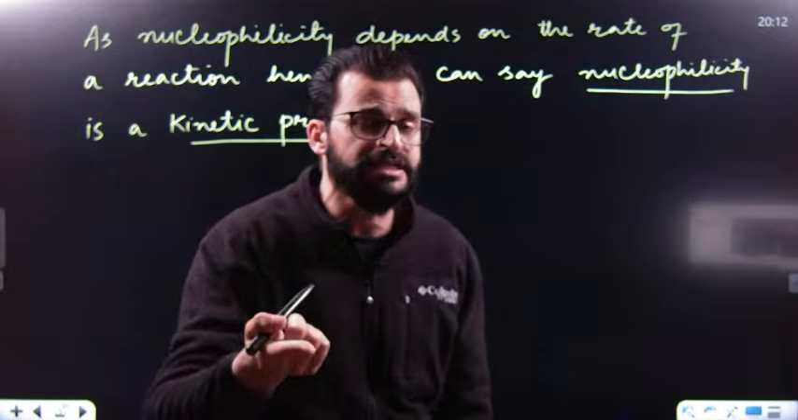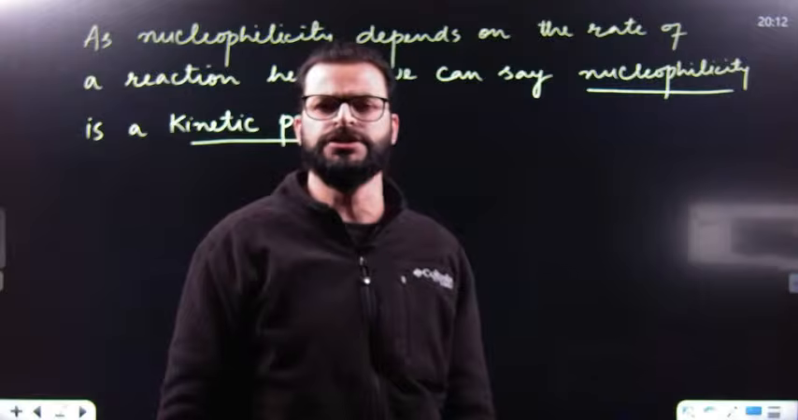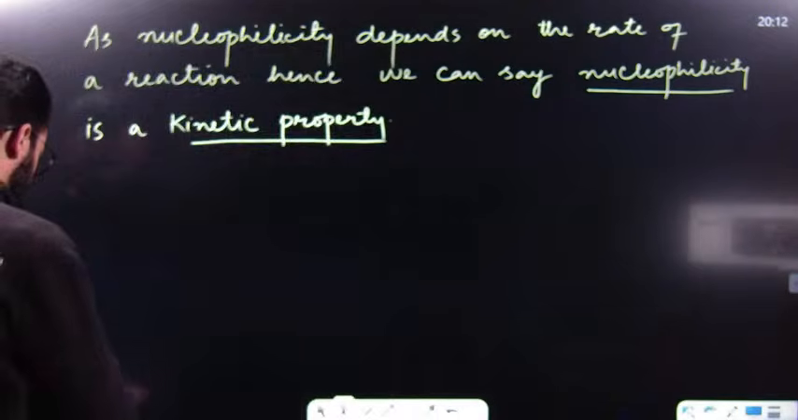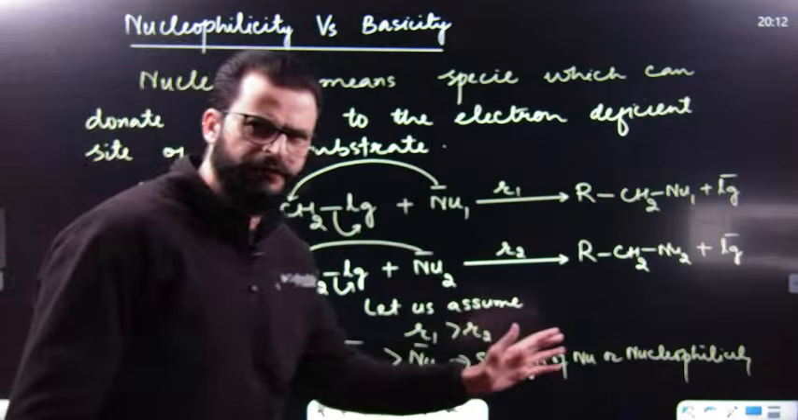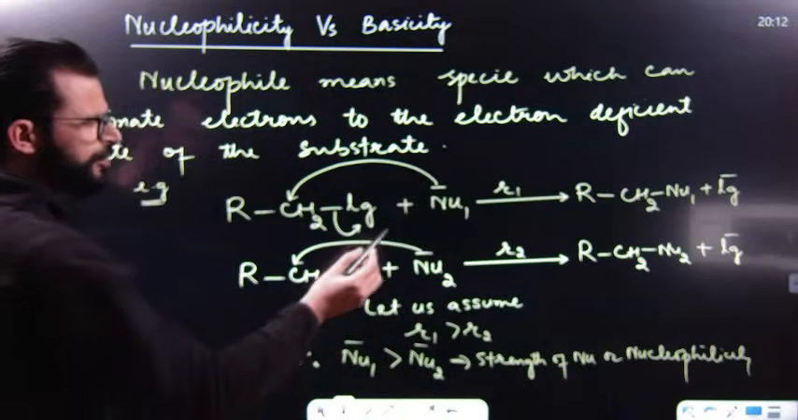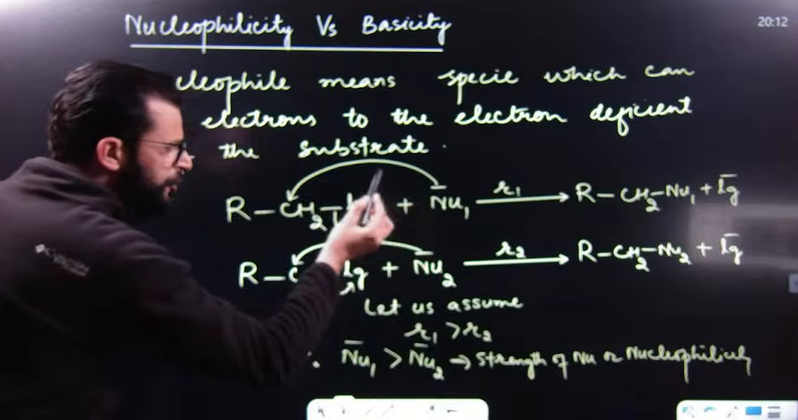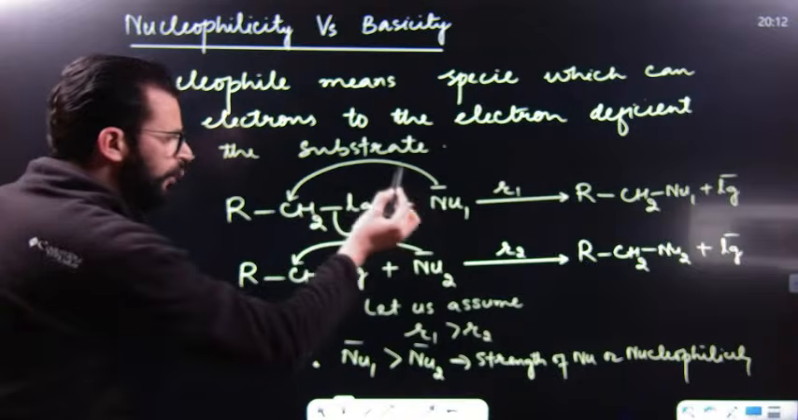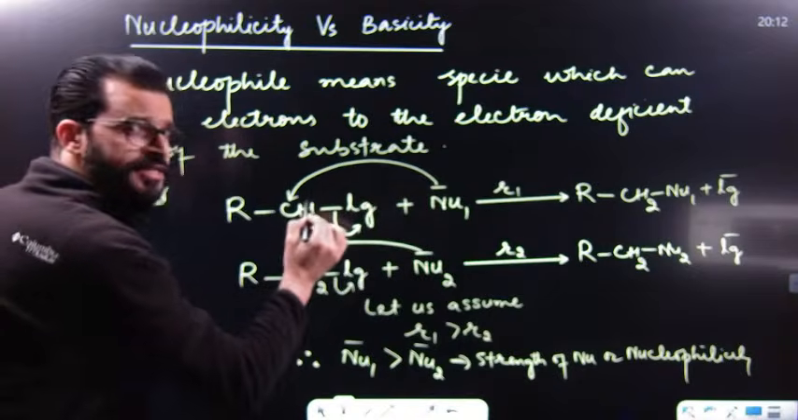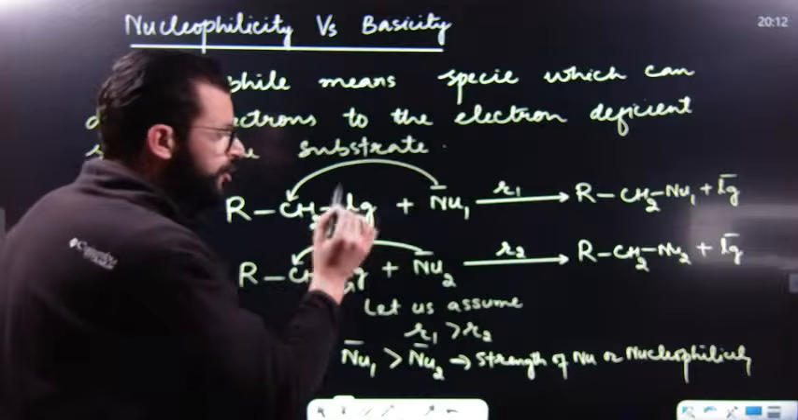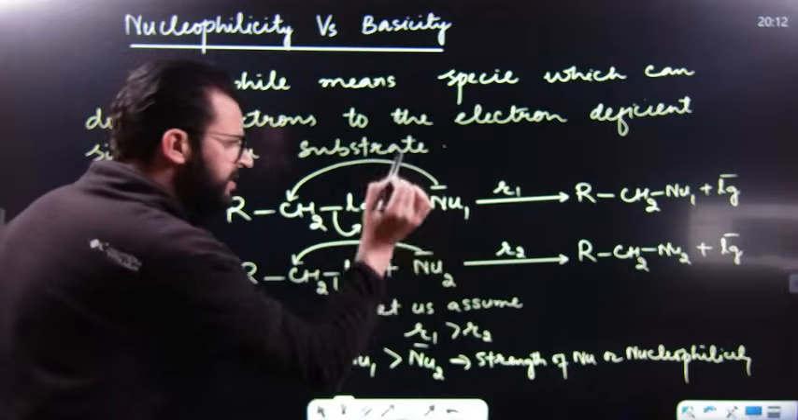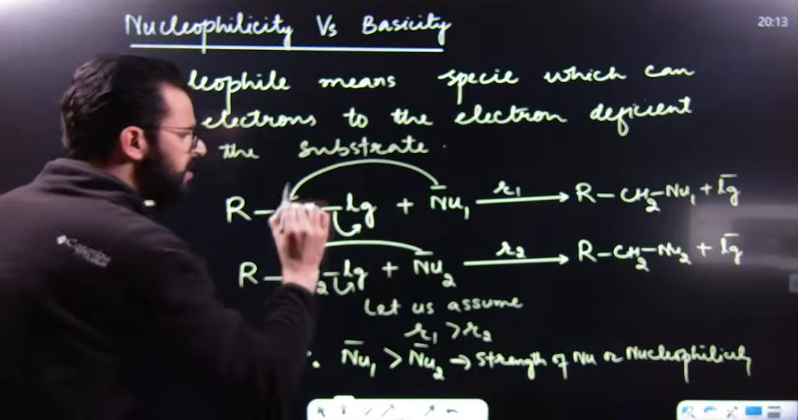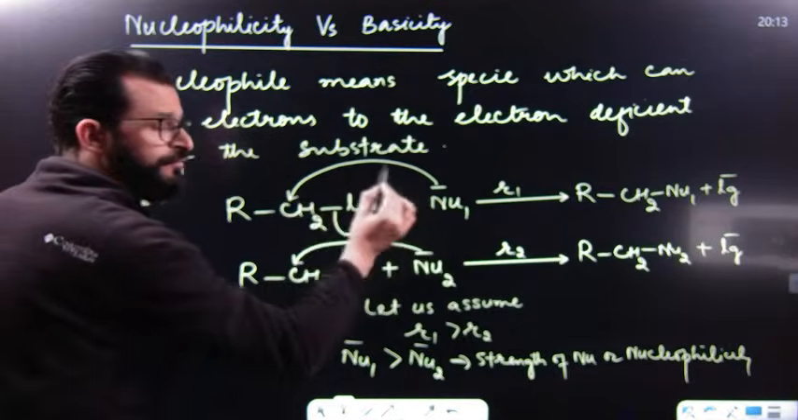As nucleophilicity depends on rate, it is simply a kinetic property. Now have a look: what does nucleophilicity actually mean? It means the strength of a nucleophile, but can we say it is simply the tendency of a nucleophile to form a covalent bond by donating its electrons to the electron deficient site? So nucleophilicity simply means the tendency of a nucleophile to donate its electrons to an electron deficient site and form a covalent bond with it.